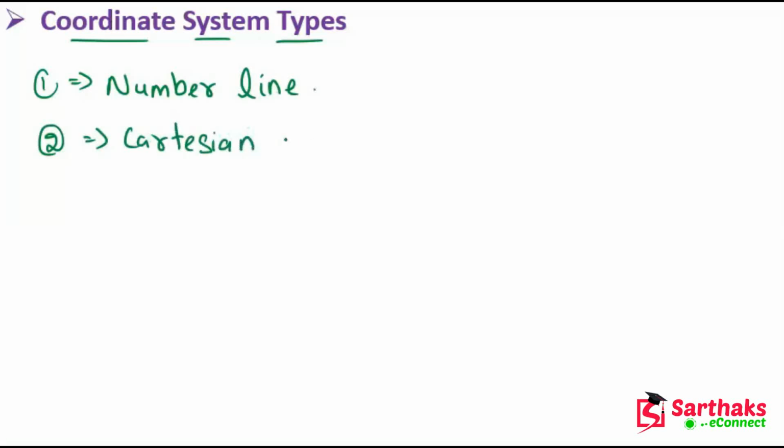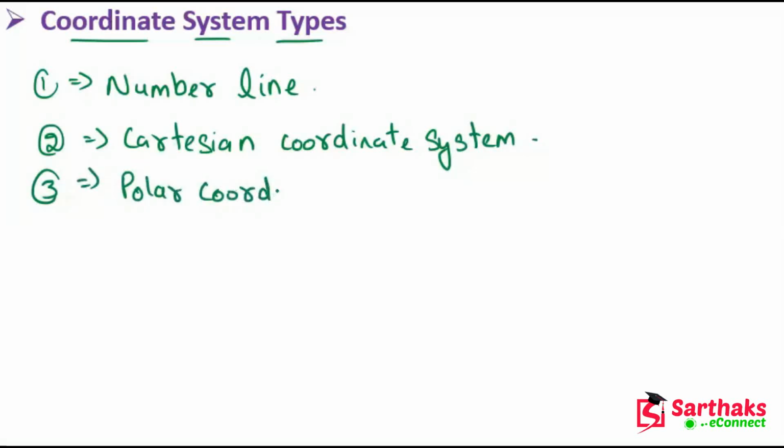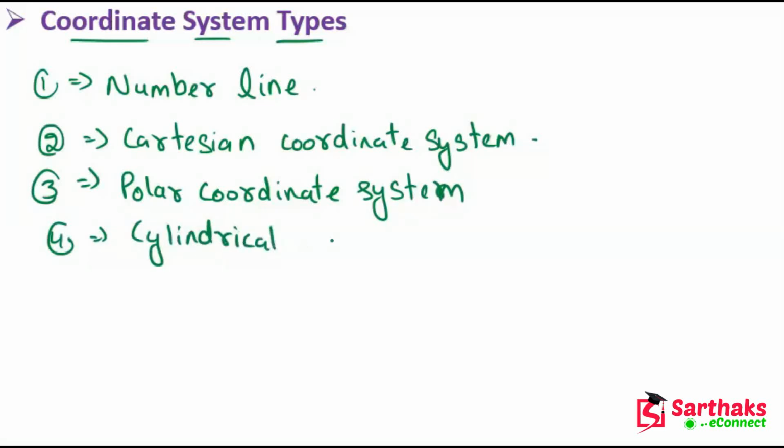The most commonly used coordinate systems are: first, the number line; second, the Cartesian coordinate system; third, the polar coordinate system; and fourth, the cylindrical and spherical coordinate system.